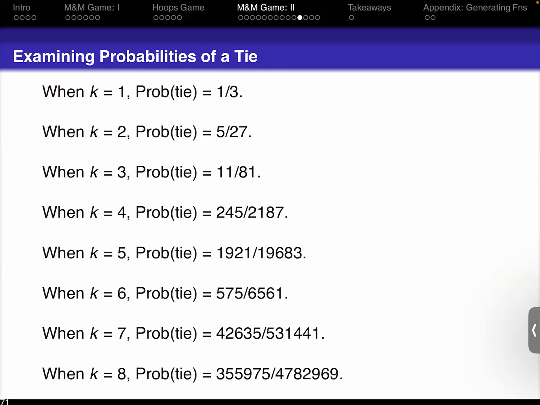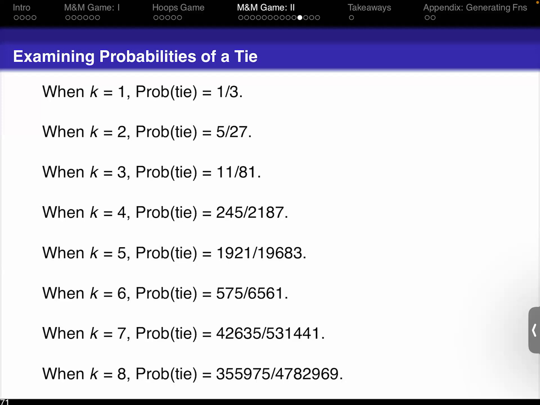Here are the probabilities of a tie, k equals 1 through 8. I've done the calculations: 1/3, 5/27, 11/81, 245, 21/87. I'm not going to keep reading. What patterns do you notice? What do you notice about these numbers?